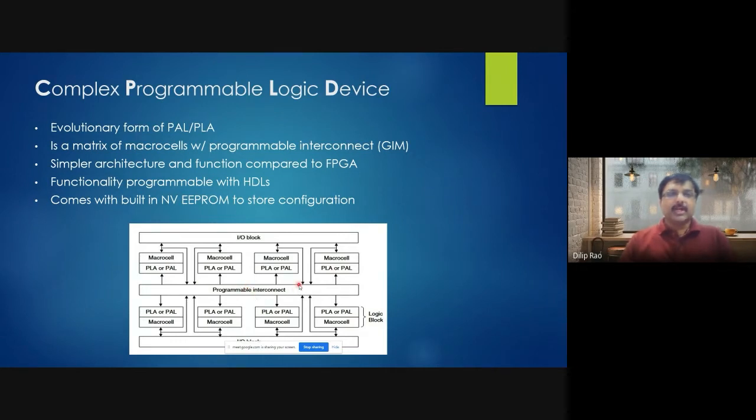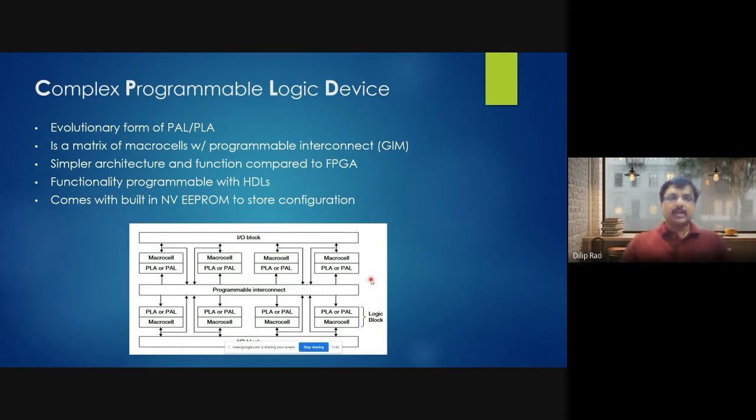The functionality of a CPLD can be defined using HDLs. This was not the case earlier. In PLAs and PALs, it was very basic and primitive functionality. You don't really need an HDL language to describe the functionality. But here, this is slightly more complicated. We need to describe the hardware functionality using HDLs, Verilog or VHDL. That has to be converted into a bit stream, or what we call configuration data, and that configuration data will be programmed into the CPLD.